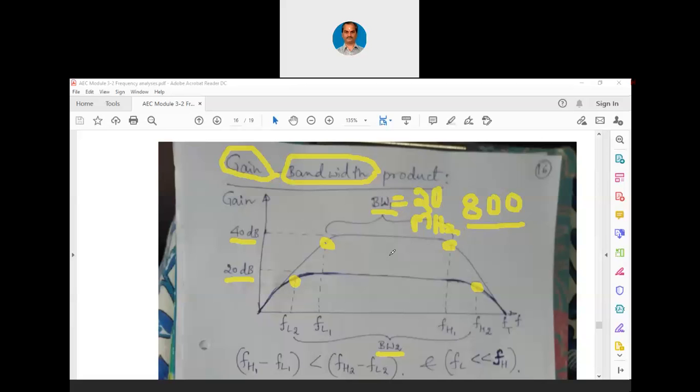Now you should tell me, what is bandwidth 2 now? Can some of you immediately tell me? You already know that I am bad at mental calculations. I always require paper and pen. But you belong to the new generation. You are quick in mental calculations. So can you tell me what is bandwidth 2? GBP is fixed now. 800 is fixed. So what is bandwidth 2? Anybody?